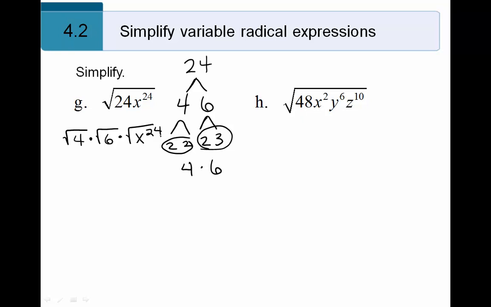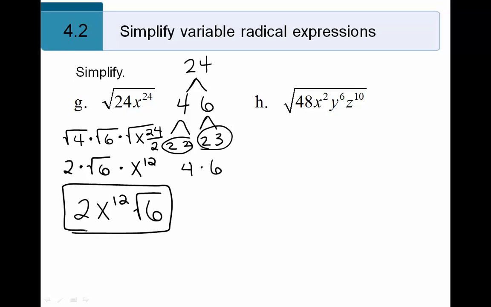The square root of 4 is 2. Make sure the radical sign is taken off. Square root of 6 is irrational, so it stays the same. Take the square root of x to the 24th by dividing it, 24 divided by 2, that's equal to x to the 12th. Notice the radical sign is gone. So now everything that is simplified, which is the 2 and the x to the 12th, comes up front, and the radical 6 stays behind. So we can read that as 2x to the 12th times the square root of 6.